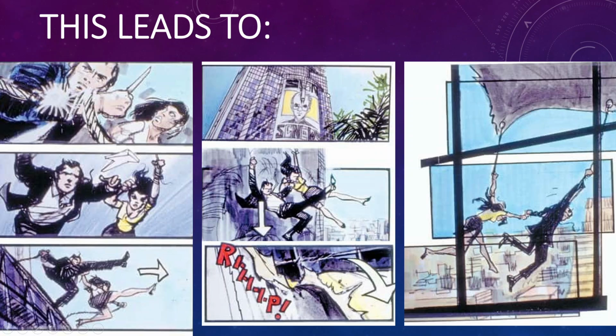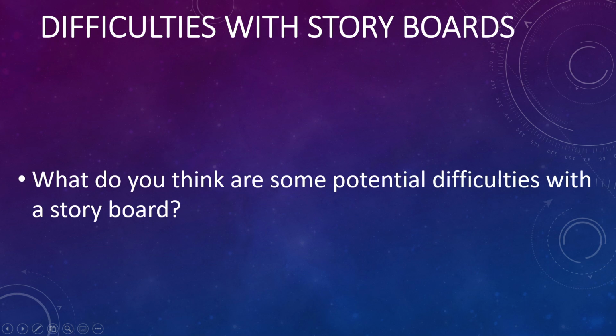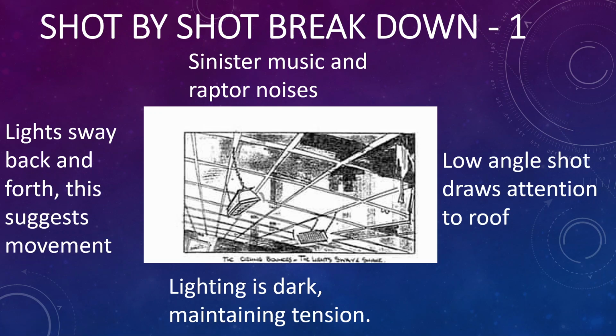And it leads to this. Okay, that is what you will create. This is an example of the kind of thing that I'm looking for just now. Okay, we've got light swaying back and forth, suggesting movement. Low angle shot draws attention to the roof. Lighting is dark, maintaining tension, and the sinister music and raptor noises create this. Oh, it's a dinosaur movie. Just in case you weren't sure when you're three quarters of the way through Jurassic Park.